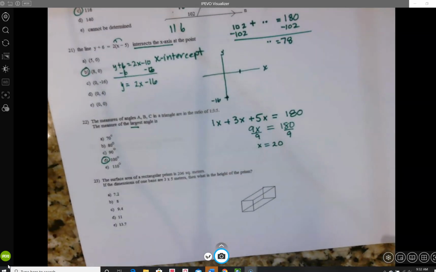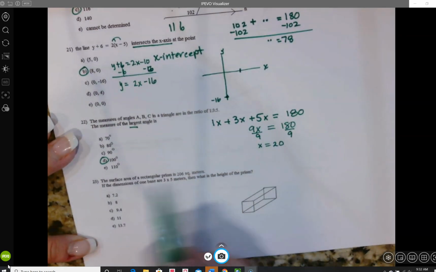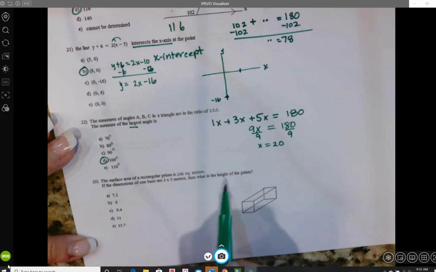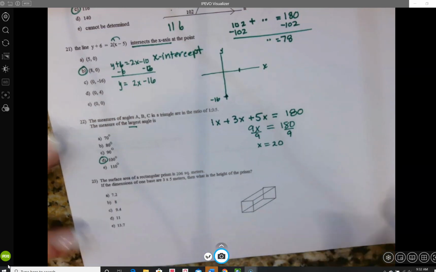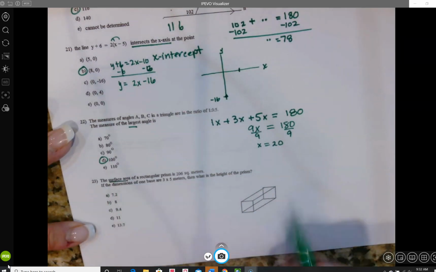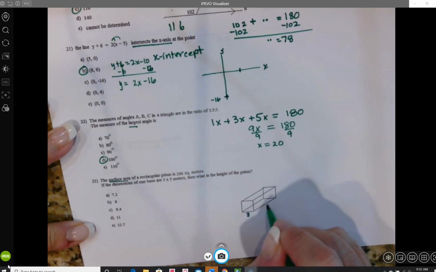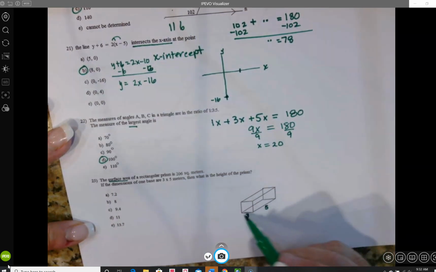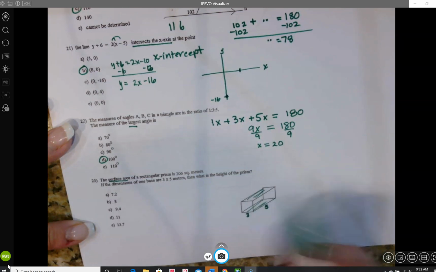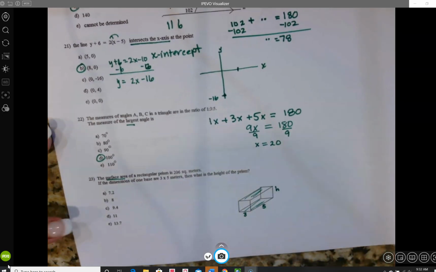Number 23, the surface area of a rectangular prism is 206 square meters. The dimensions of one base are 3 by 5. So what's the height? So here's the deal. Surface area is if you add up all the areas. So I'm going to put my 3 by 5 here at the bottom. I'm going to say that bottom is 3 by 5 and that top is 3 by 5. And then my height is what they're looking for.